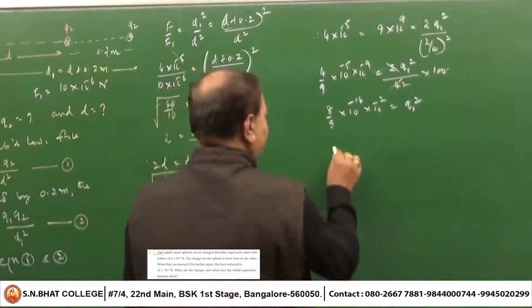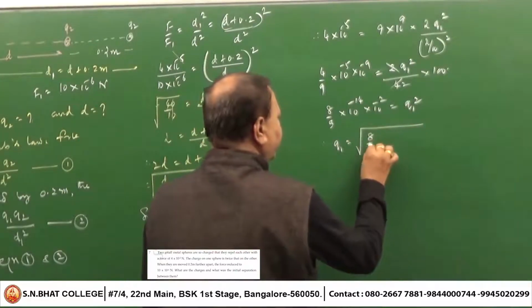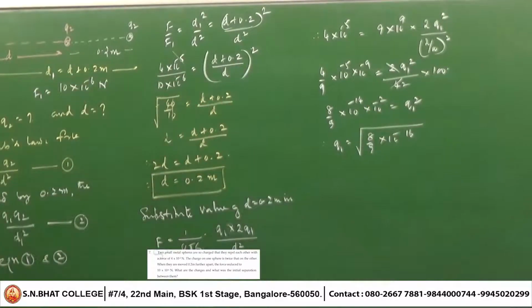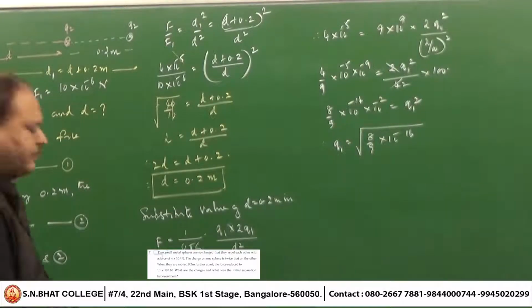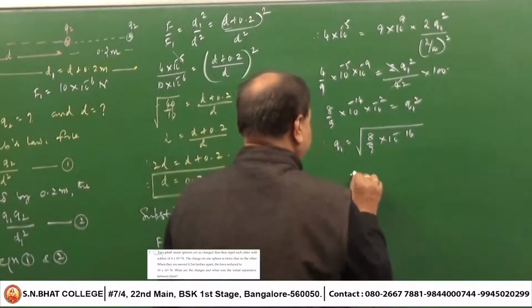Now therefore what is its value? Your Q1 is equal to square root of 8 by 9 into 10 to the power of minus 16. You simplify that value of 8 by 9. You know that the value of 8 by 9 is nothing but, you divide 8 by 9 and you will get 0.88. This value would be, remember, 0.888.